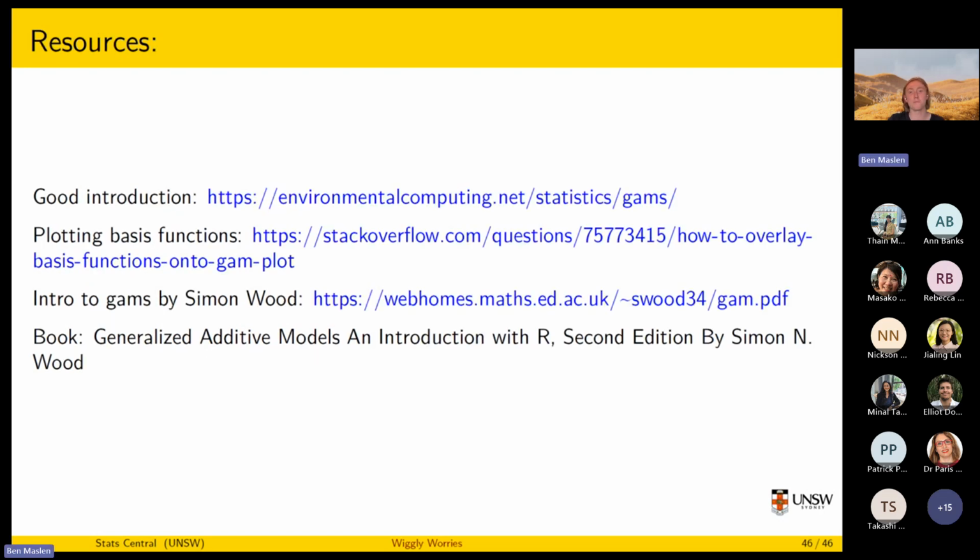Some resources. There's a good introduction to GAMs on the environmental computing website, which is run by UNSW, and this section was written by Mitch Lyons, who's a researcher here at UNSW as well. There's some code there if you want to plot your basis functions, your GAM in R. That's where I got my code from. Simon Wood, who helped create the mgcv package, has a website with a bunch of helpful resources. And he's also written a book called Generalized Additive Models: An Introduction with R, second edition.